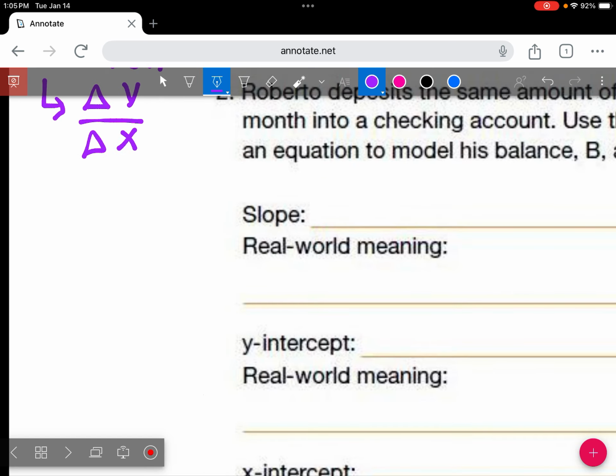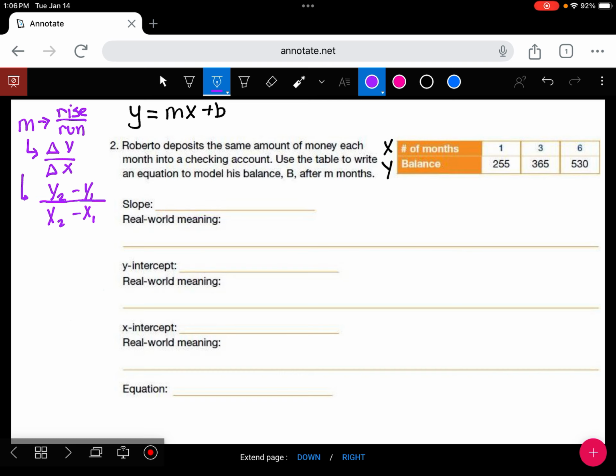If we really have a good memory, we might remember the formula. You don't need to remember the formula because we can do it without. But if you remember that y2 minus y1 over x2 minus x1, that guy, that's another valid way of doing this. You do not have to memorize that formula. You do not have to come back to it.